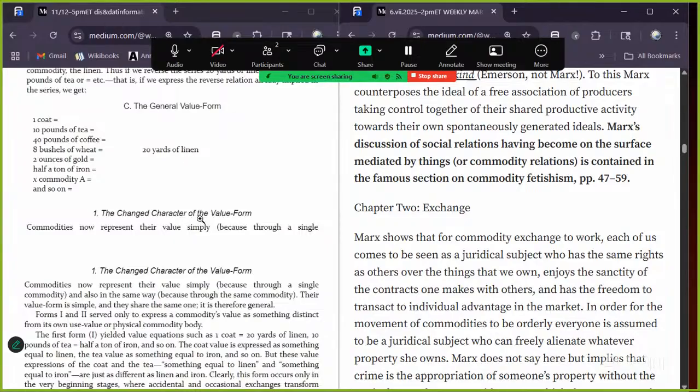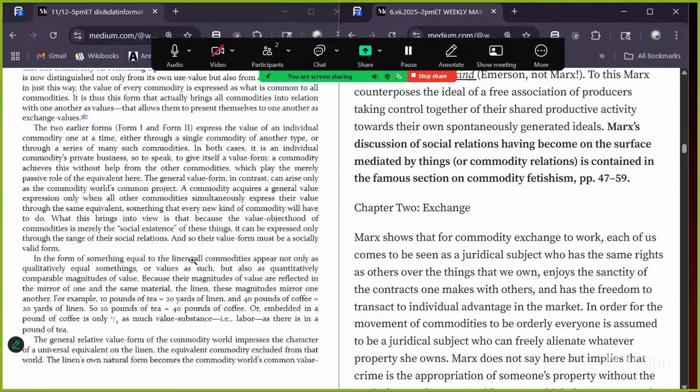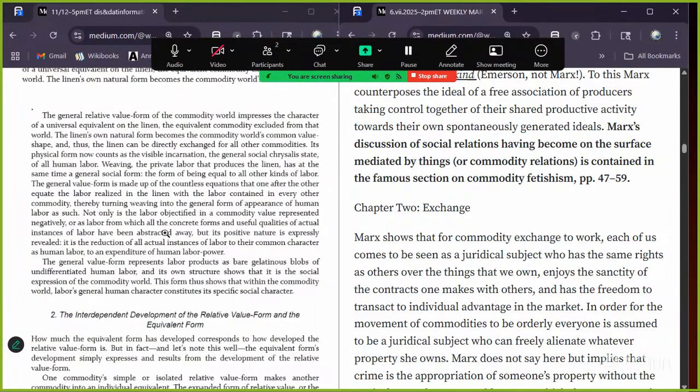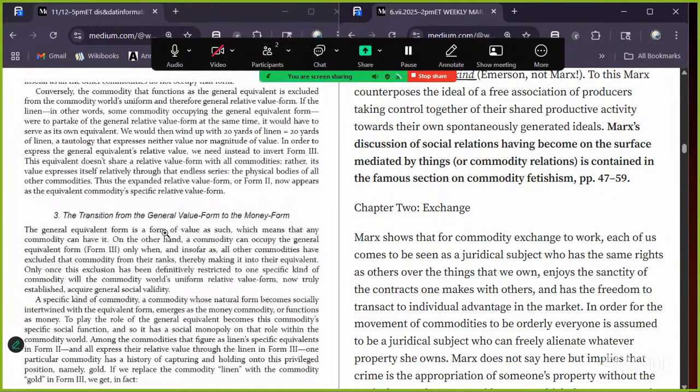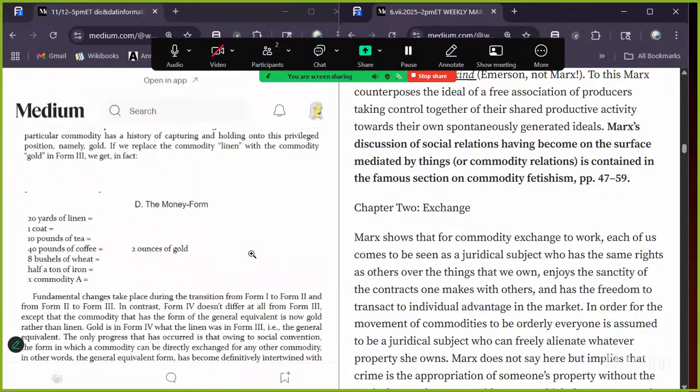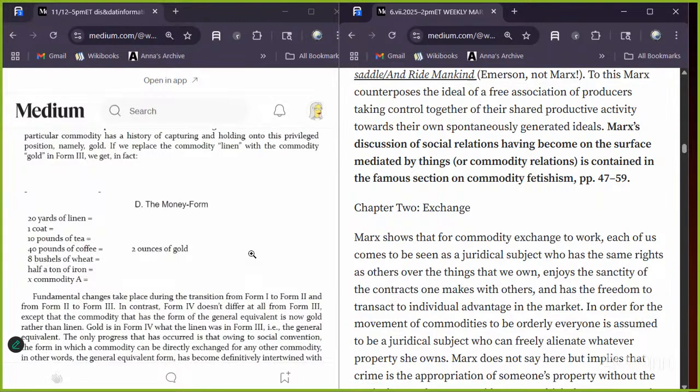It is important for you not to just read this as a function of the notes, but actually get the reading, read it in its entirety, because it's important to go through all of those equivalent questions about whether, as you can see on the left, the money form issue that we've generalized from 20 yards of linen, which equals 1 coat, which equals 10 pounds of tea, which equals 40 pounds of coffee, which equals 8 bushels of wheat, which equals half a ton of iron, which is X commodity A, which equals 2. All of those things I've just listed are 2 ounces of gold.